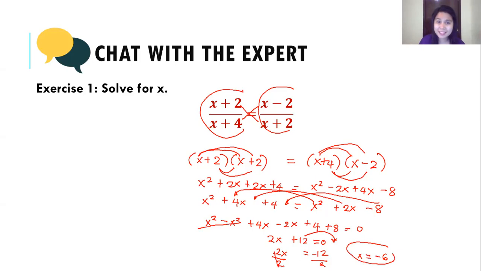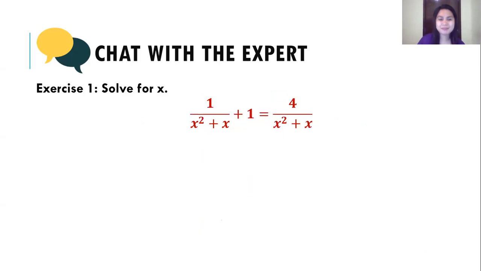Let's check if it's an extraneous solution. Here, x should never be equal to negative 4. The other side, x should never be equal to negative 2. And our answer is negative 6. So it's a correct answer.